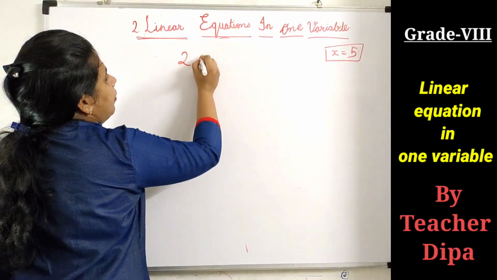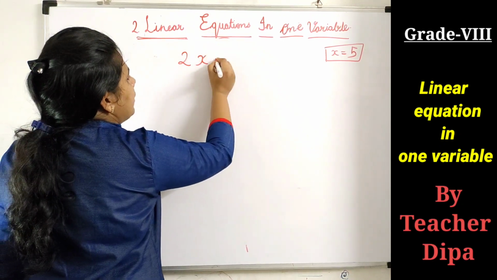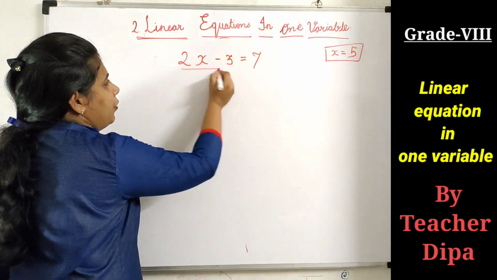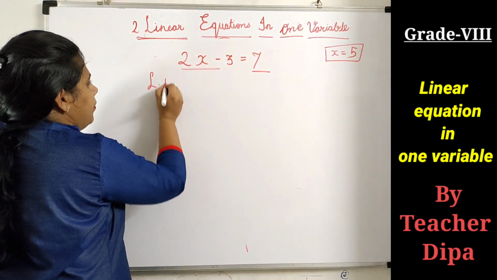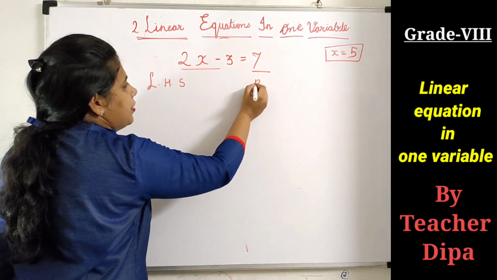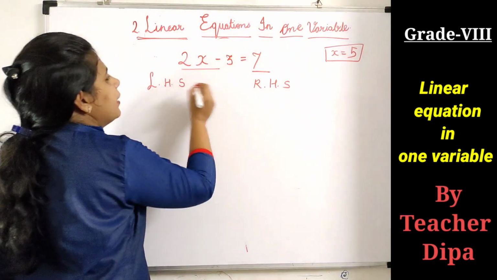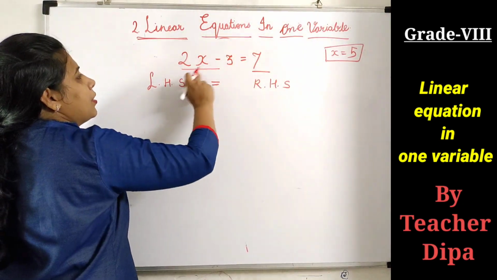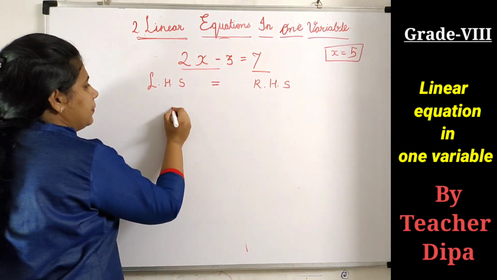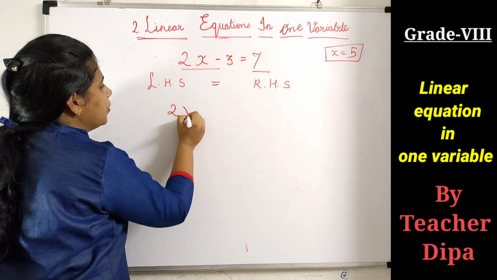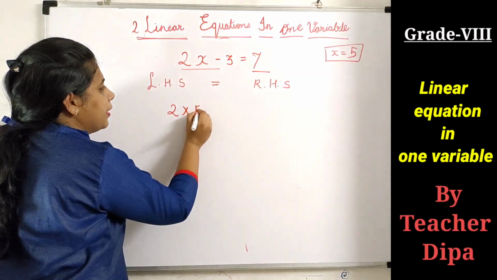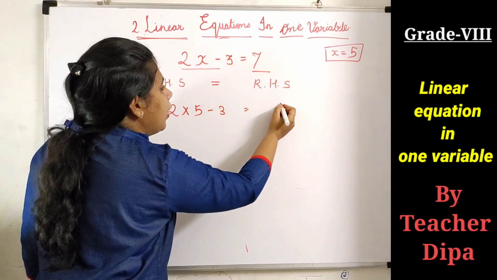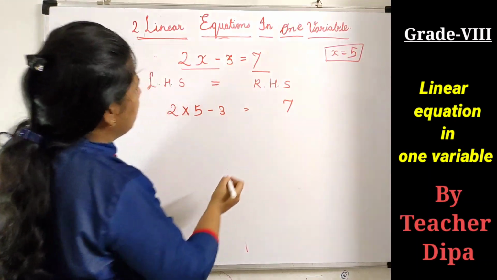You have to put your equation as it is, 2x minus 3 is equal to 7. Once we get this, we have to see what is its LHS and RHS. The rule is your LHS should be equal to your RHS. So for the verification, we have to put the value of x which we got. So I am putting 2, and as x is equal to 5, you can write 5 over here and minus 3. Now this should be equal to our RHS, and you get the 7.